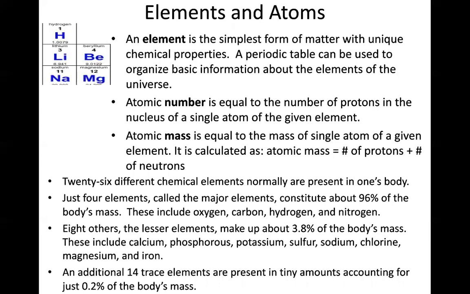Then you've got 8 others, which are lesser, to make up 3.8%. This includes calcium, phosphorus, potassium, sulfur, sodium, chlorine, magnesium, and iron. And then there are 14 trace elements, but they're so small. Collectively, together, they're only 0.2%. So they're very, very minuscule.